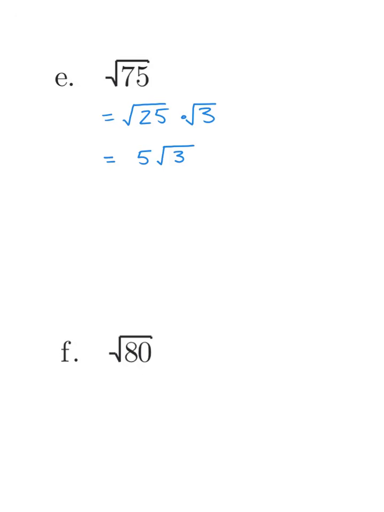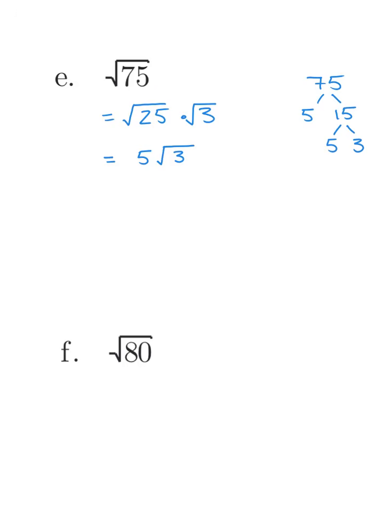Now another way, if you struggle to recognize squares, if you don't know your squares off the top of your head very easily, you can also use prime factorization. So if I factor 75, 75 I know is divisible by 5. If we divide 75 by 5, we get 15. And 15 is equal to 5 times 3.